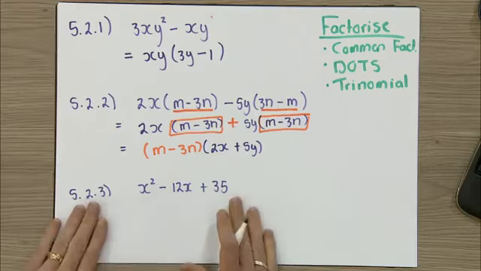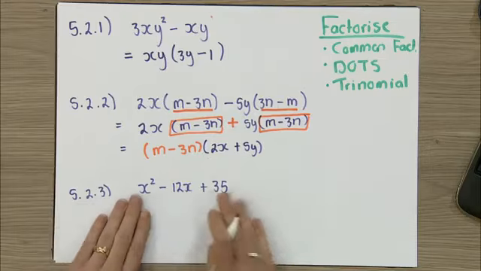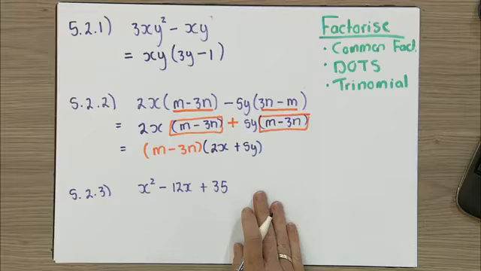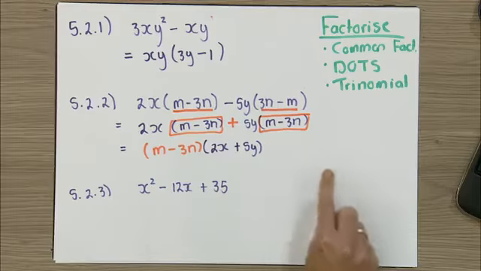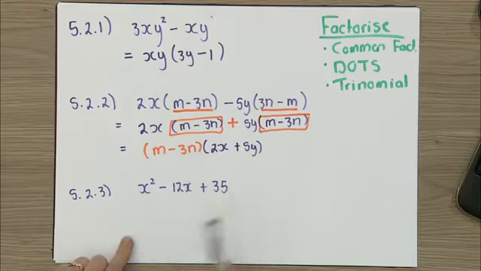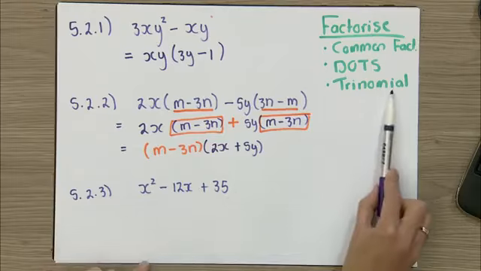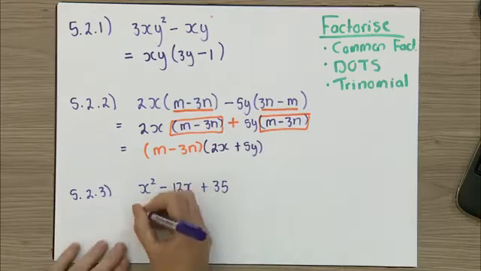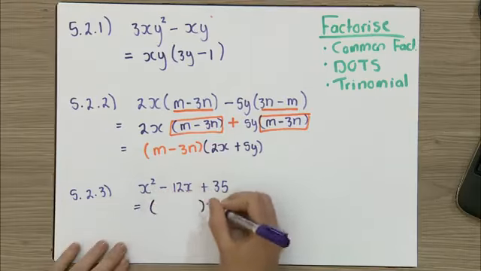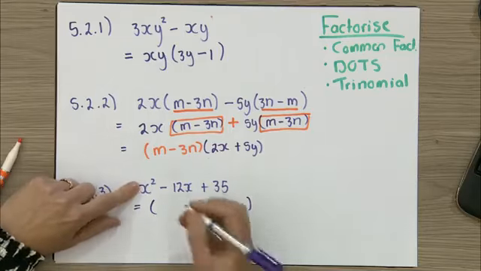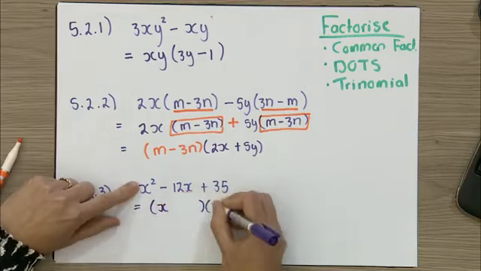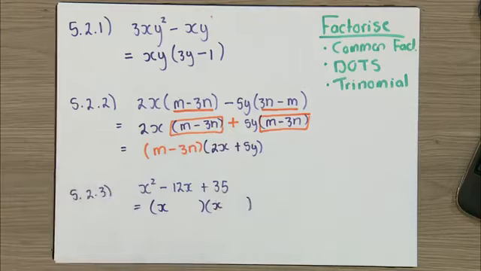The third one, if I look at this, there's no common factor. It is not a difference of two squares, because a difference of two squares means I need two terms. They both need to be a square, and it needs to have a minus in the middle. This has got 1, 2, 3 terms, which means it is a trinomial. How do I factorize a trinomial again? Two brackets. First, what times what will give me x squared? X times x.